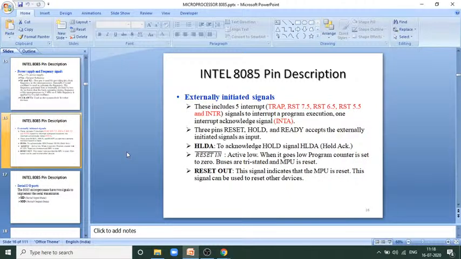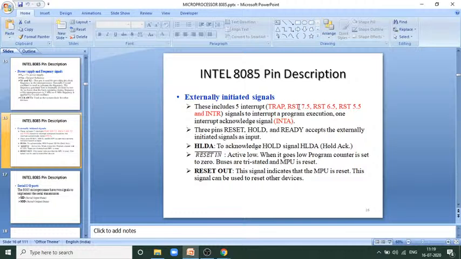Our next category is externally initiated signals. Externally initiated signals are basically of three types. One is interrupt related signals. The microprocessor has 5 interrupt signals. TRAP is a pin through which any non-maskable interrupt device may request the microprocessor. What is non-maskable? An interrupt which cannot be ignored by the microprocessor is known as a non-maskable interrupt.